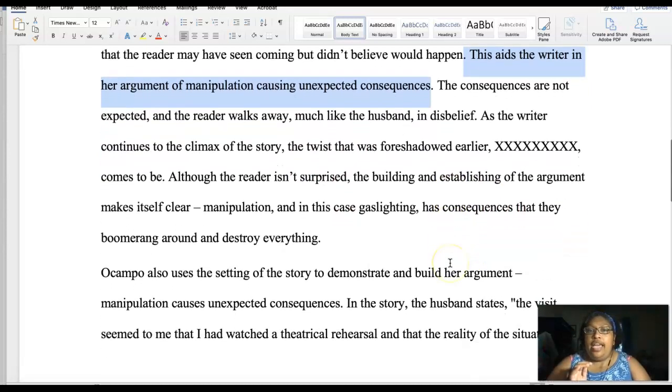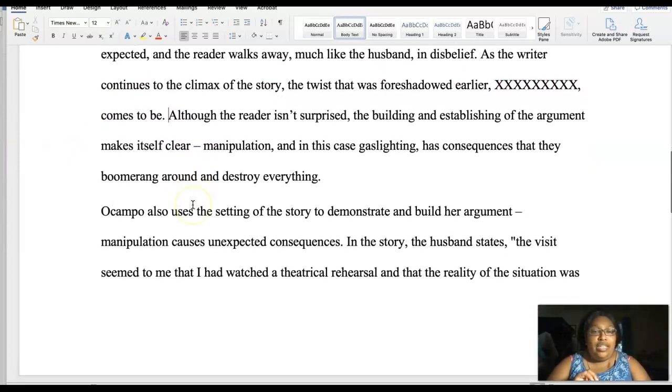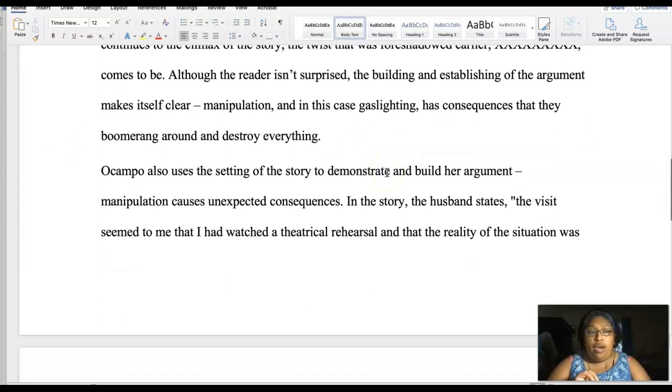Okay. It continues. The consequences are not expected, and the reader walks away, much like the husband, in disbelief. As the writer continues to the climax of the story, the twist that was foreshadowed earlier, and this is where I took out the spoiler, comes to be. Although the reader isn't surprised, the building and establishment of the argument makes itself clear. Manipulation, and in this case gaslighting, has consequences that boomerang around and destroy everything, right?